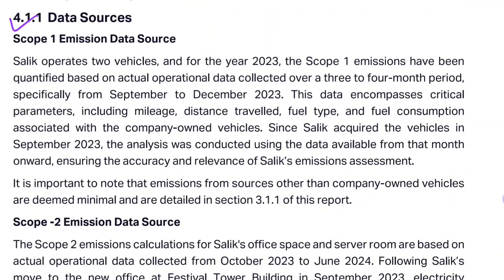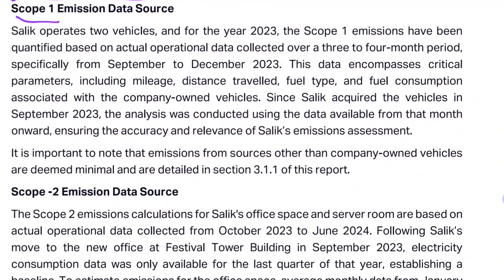Next comes 4.1.1, the data sources. So what are the scope 1 emissions from data sources? Salik has said that they are operating 2 vehicles. For the year 23, scope 1 emissions have been quantified based on the actual operational data collected over a 3 to 4 month period, specifically from September to December. This data encompasses critical parameters like mileage, distance traveled, fuel type, and fuel consumption associated with the company owned vehicles. Very important as we are talking about the scope 1 emissions.